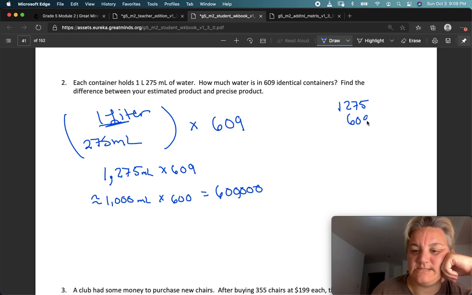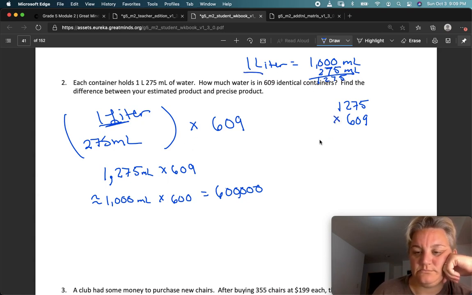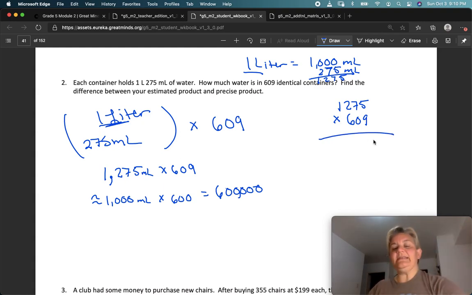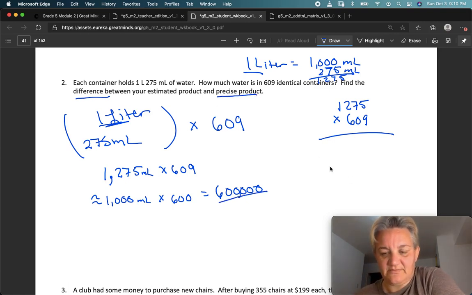So this is important. You know that 1 liter equals 1,000 milliliters. And 1,000 milliliters plus 275 milliliters is where I got that number, right? We just converted from liters to milliliters, and then we added, okay? So just making sure you knew where that came from. And now I'm going to multiply and see how much I get. Okay, and then I'm going to find the difference between my estimated product, which is 600,000, and my precise product, which is what I'm going to find right now.